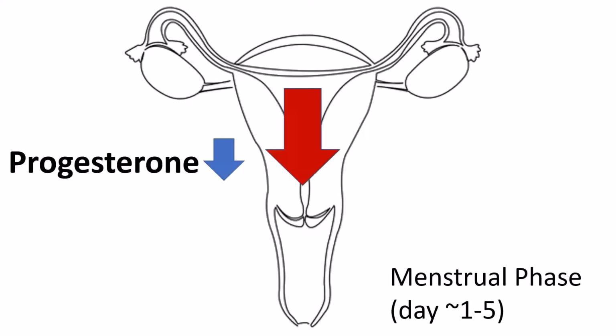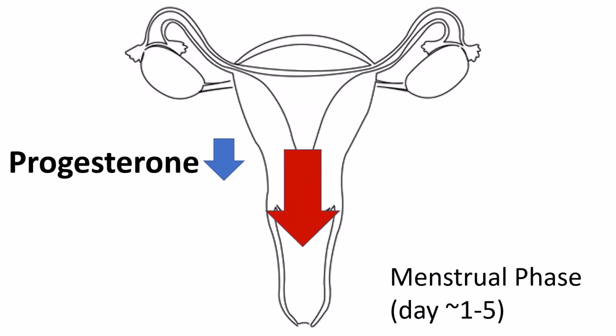Days 1 through 5, again. Our ovarian cycle begins again with the first day of menstruation, where declining progesterone levels cause spiral arterioles to constrict. This causes decreased blood flow to the endometrium, which causes the shedding of the zona functionalis. This happens during the first 5 days of the ovarian follicular phase.